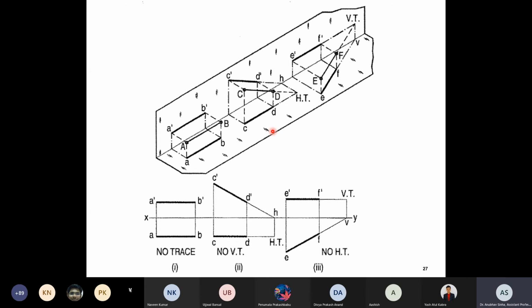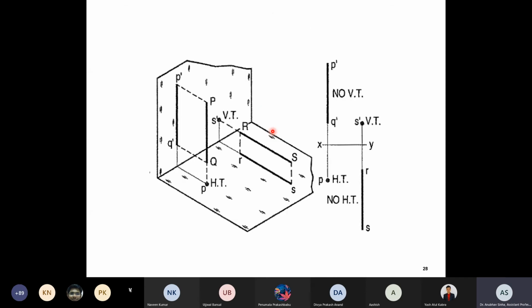horizontal and vertical traces respectively. Or if this line is, let us say, perpendicular to one plane, it will have one point horizontal trace, but it will not have a vertical trace. Similarly, if it is perpendicular to the vertical plane, it will have a vertical trace but no horizontal trace.